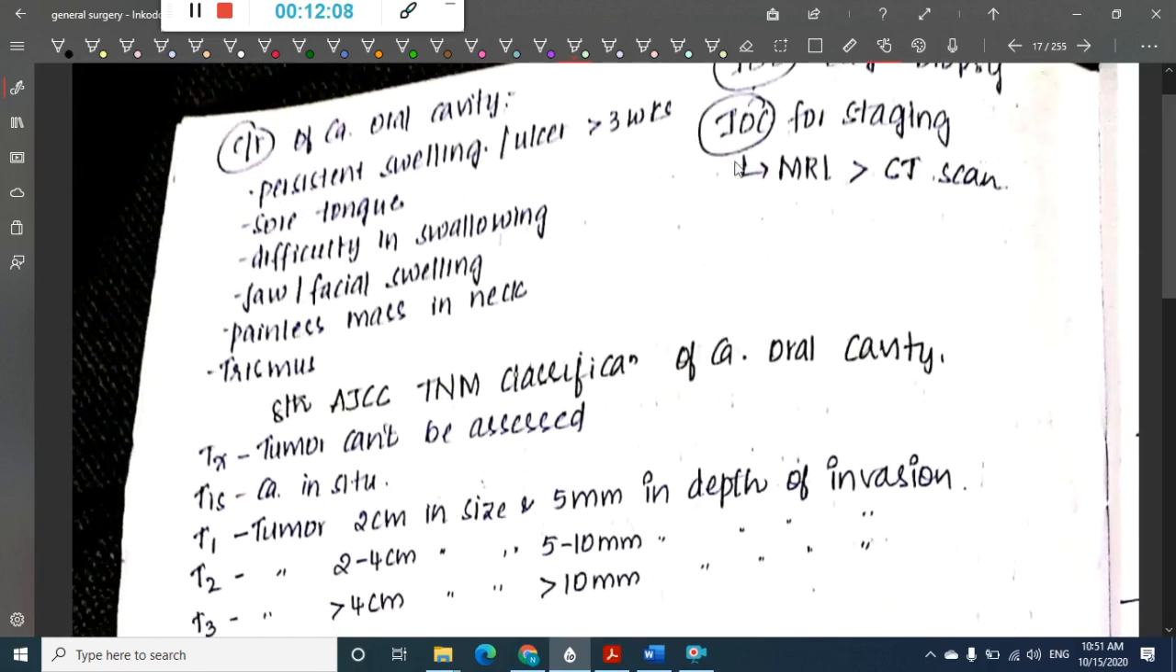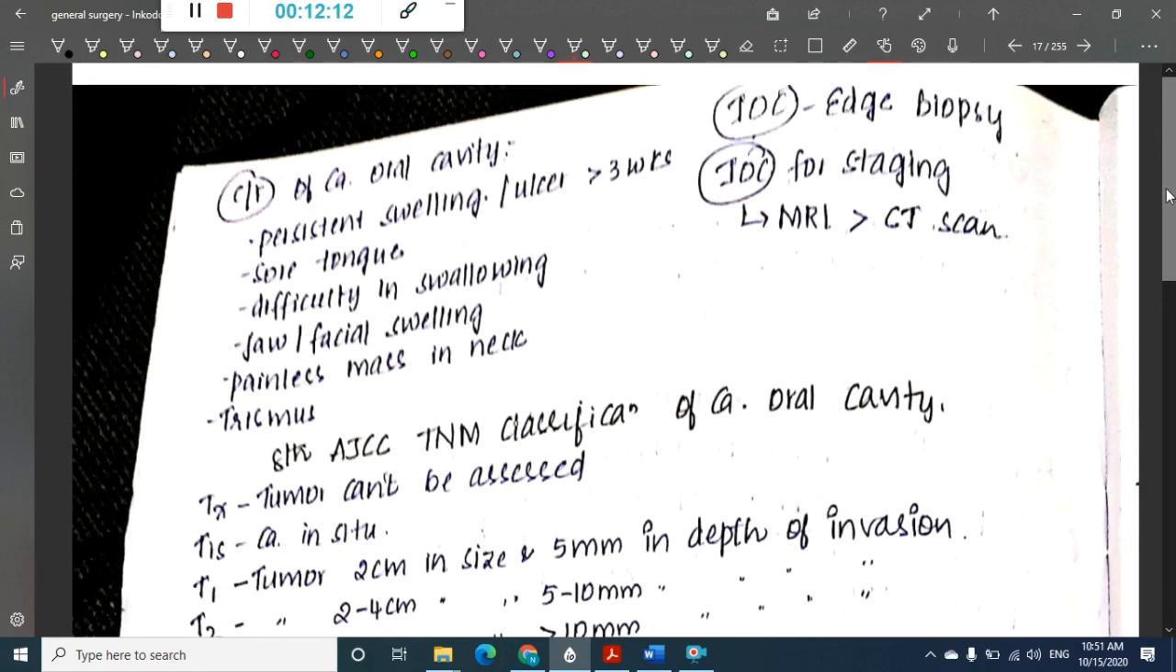Then what are the clinical features in oral cavity cancer? If you see the clinical features, there is a painless swelling, a painless mass which is persistent. Sometimes you can even see an ulcer of more than 3 weeks duration. Sore tongue can be seen. There can be difficulty in swallowing with facial swelling and jaw swelling. Painless mass in the neck and trismus can also be seen.